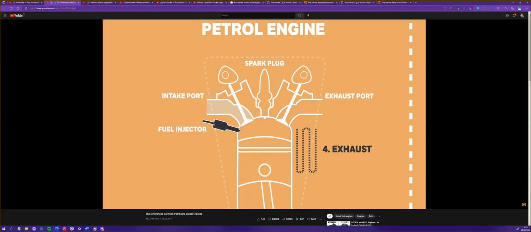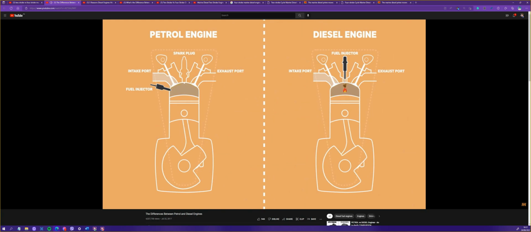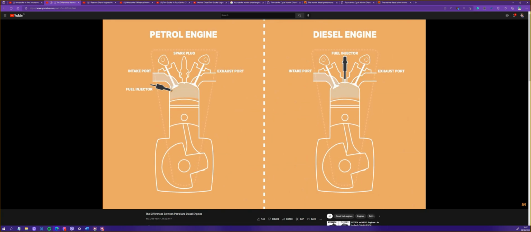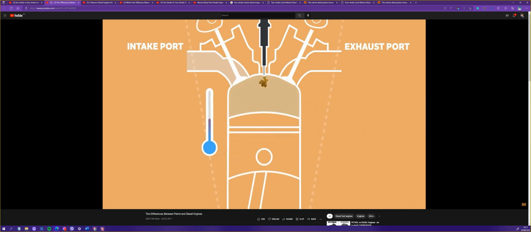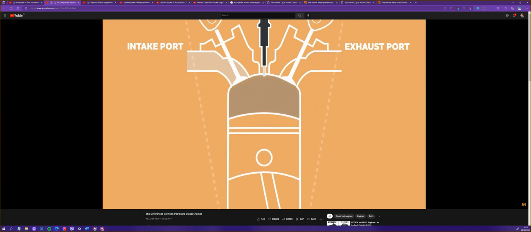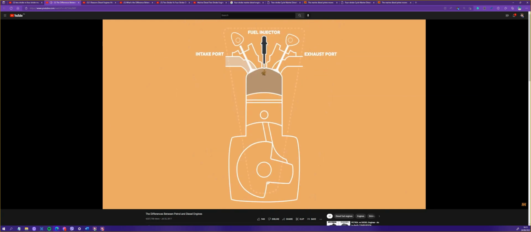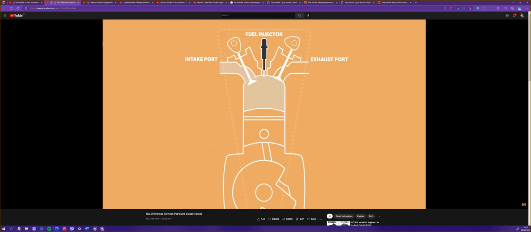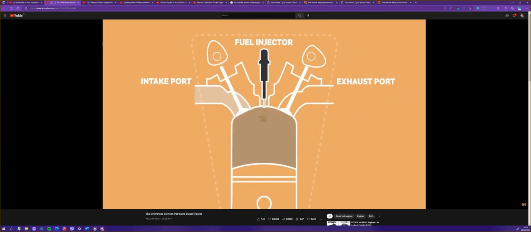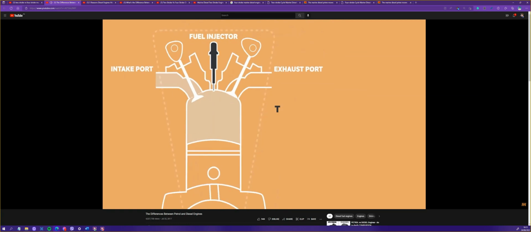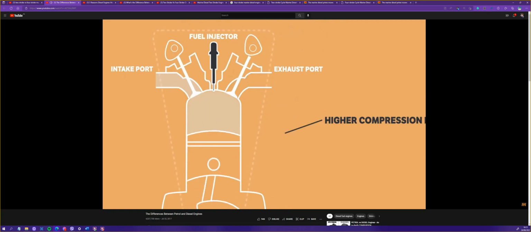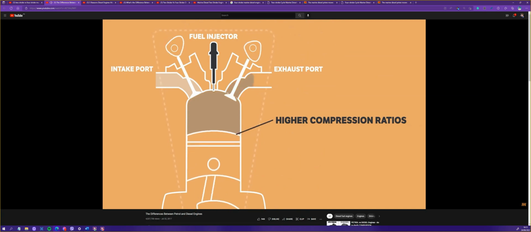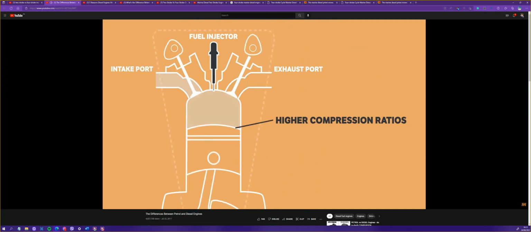Where petrol and diesel engines differ is how they ignite the air and fuel. To understand the difference, we need to understand the self-ignition temperature. This is the temperature at which an air-fuel mixture will ignite without the use of a spark plug, purely due to compression. It's this compression that allows the air and fuel mixture to ignite in a diesel engine without the need of a spark, because the greater compression, the higher the temperature. That's why diesel engines have higher compression ratios compared with petrol engines that don't compress the air and fuel mixture to the point of ignition.